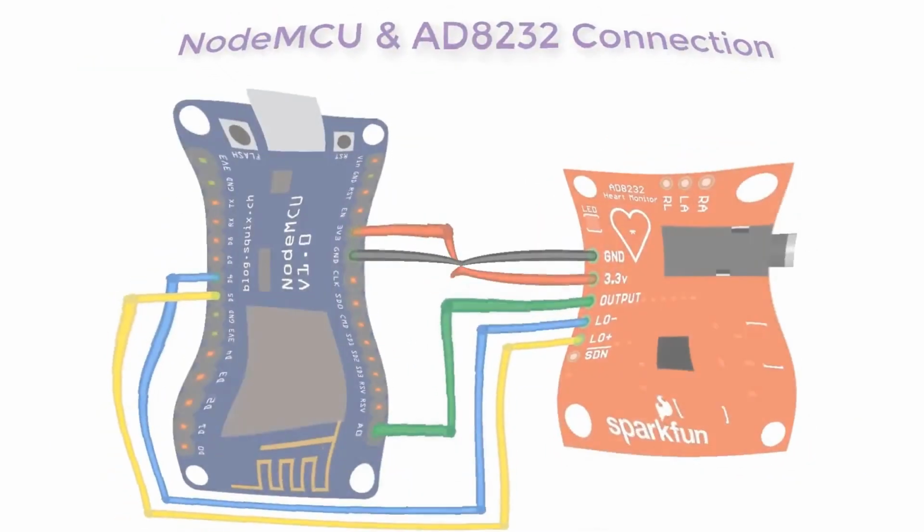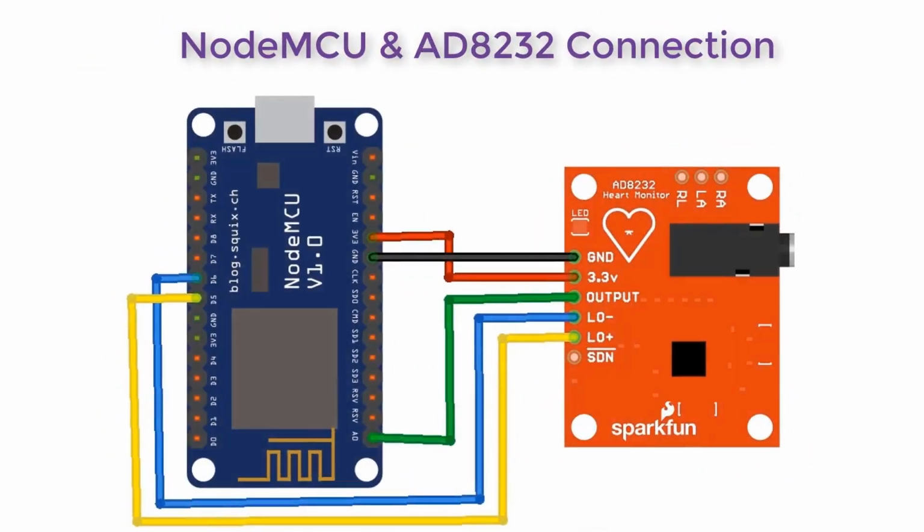Now let's begin with the circuit diagram first. So AD8232 has 6 pins. Out of them, SDN is not used. Connect the output pin to analog pin A0 of NodeMCU. Connect the LO plus and LO minus to D5 and D6. Similarly, connect 3.3V to 3.3V and ground to ground.